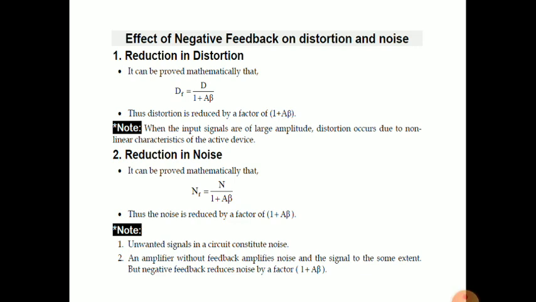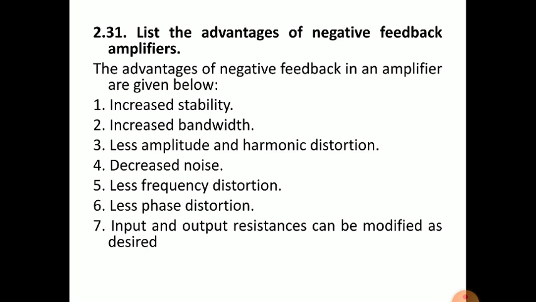So like that, distortion and noise reduce by the factor of 1 plus A beta. Now the advantages of negative feedback amplifiers. Why do we need to select negative feedback compared to positive feedback? Advantages of negative feedback in an amplifier are given below.